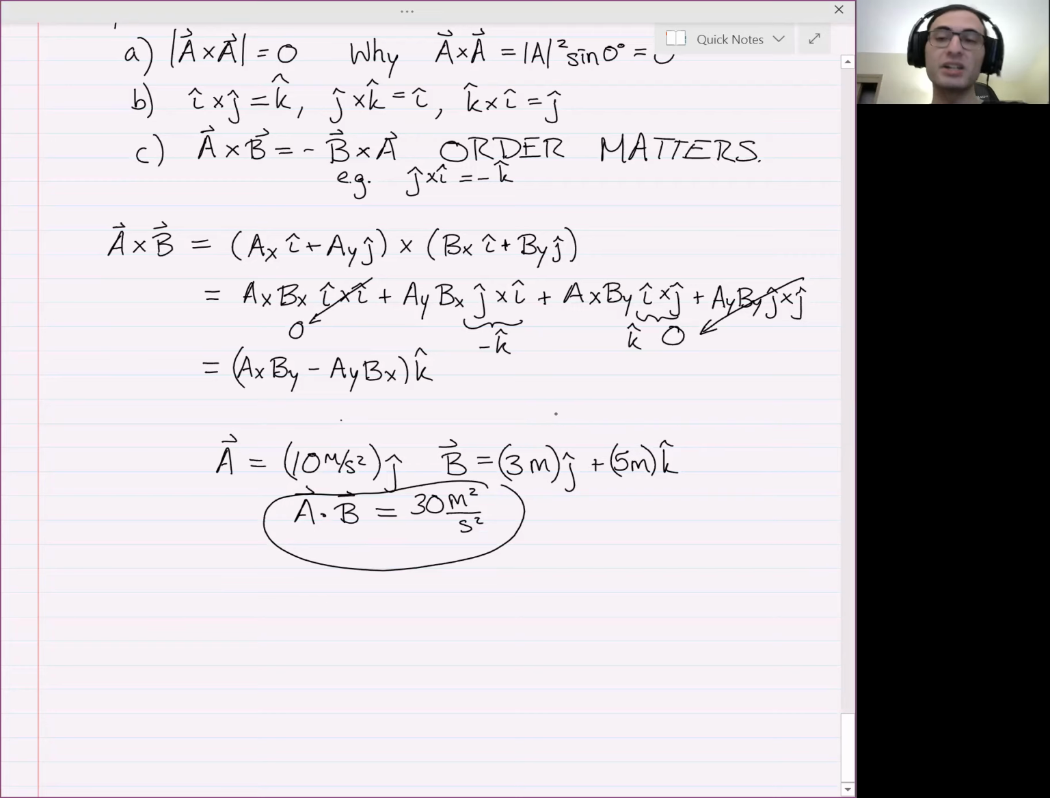Meaning you cannot add vectors that have different units, because what would that even mean? What does it mean to have 5 meters per second added to 6 meters, right? It's a nonsense question.